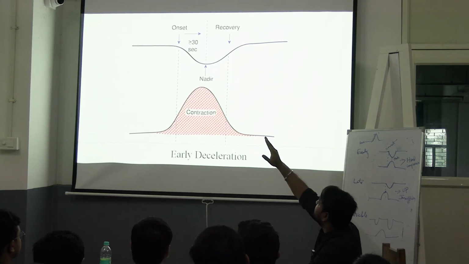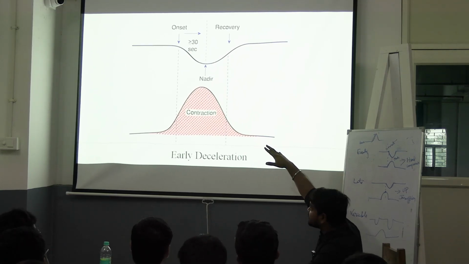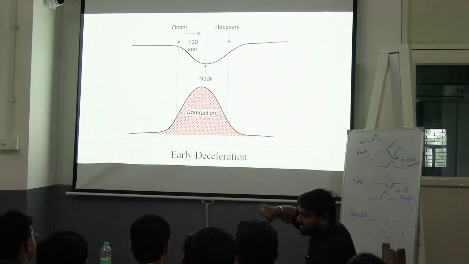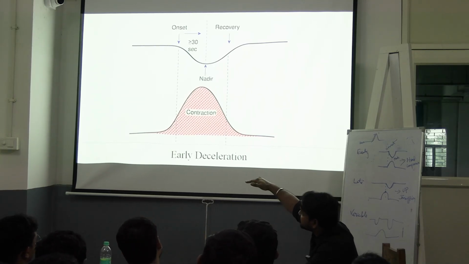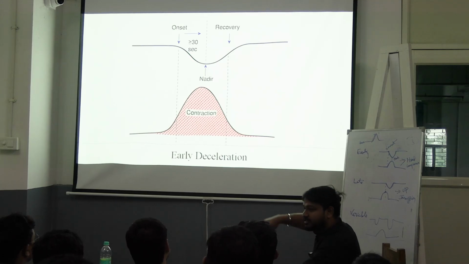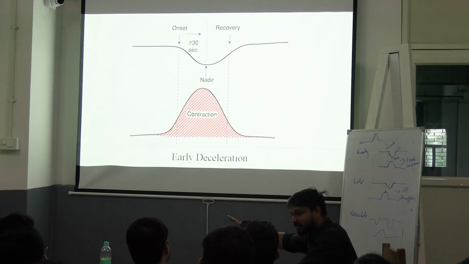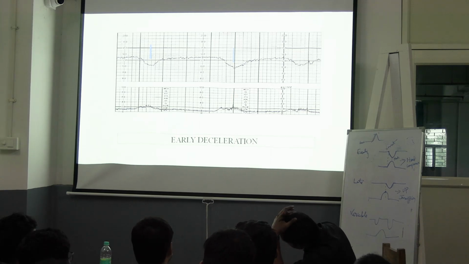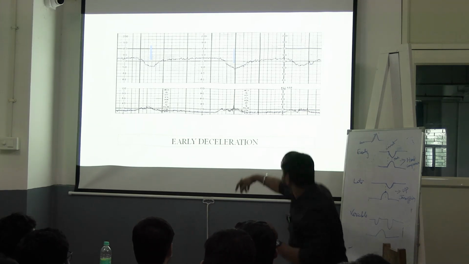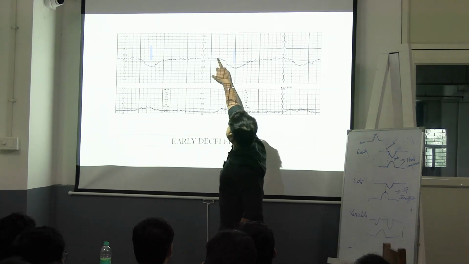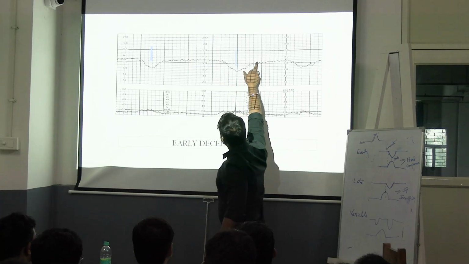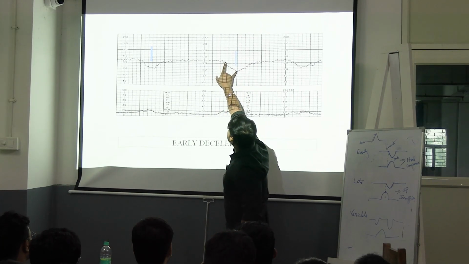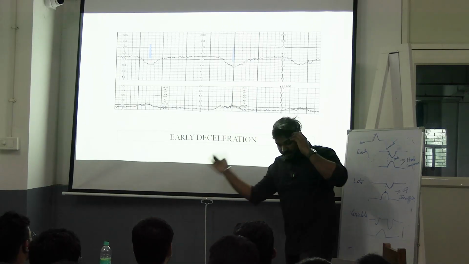See, from the onset to the nadir, it is more than 30 seconds, and it is a mirror image. When the contraction is occurring, simultaneously there is a dip in heart rate. We call it early deceleration. Next. See, this is an early deceleration. When there is a contraction, simultaneously there is a dip. From the onset to the nadir, it is more than 30 seconds. So this is an early deceleration.